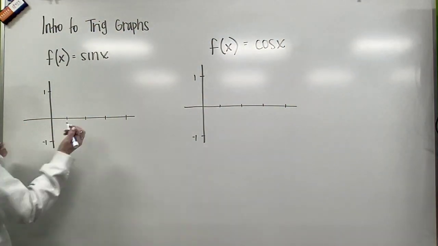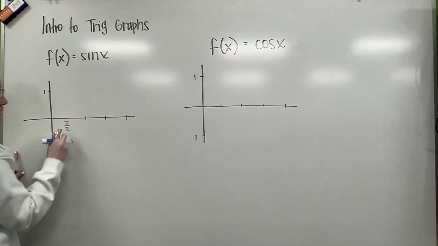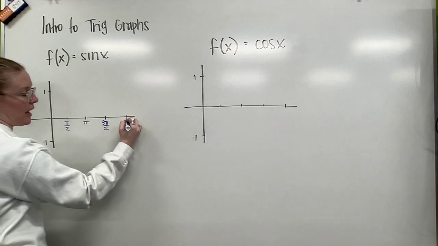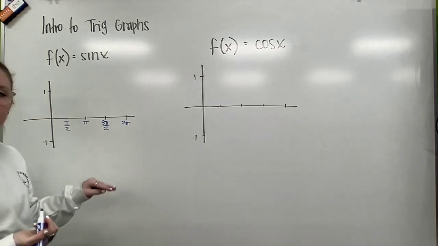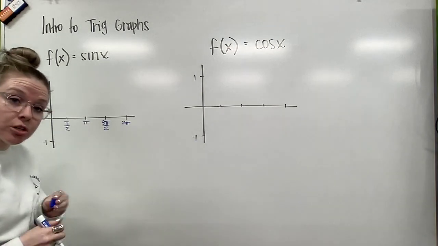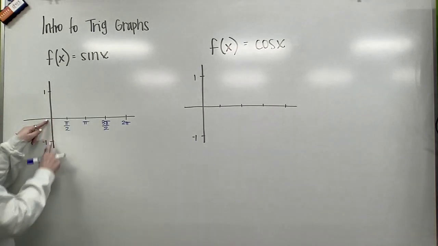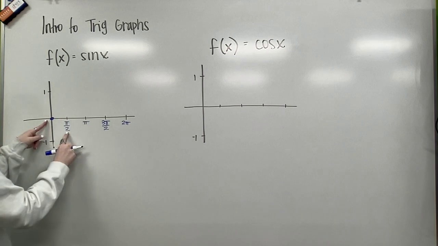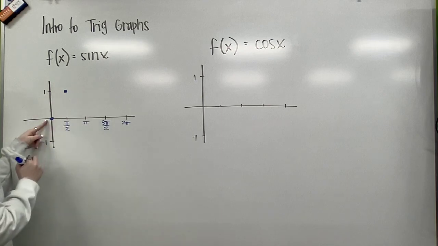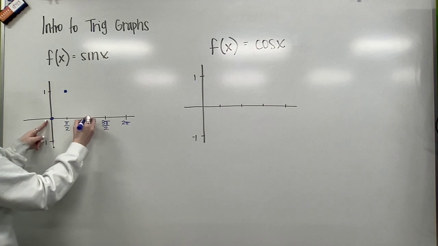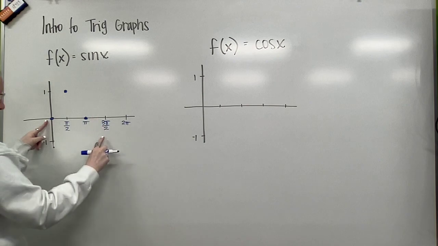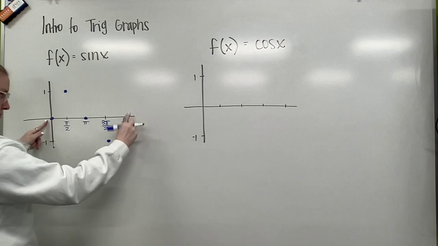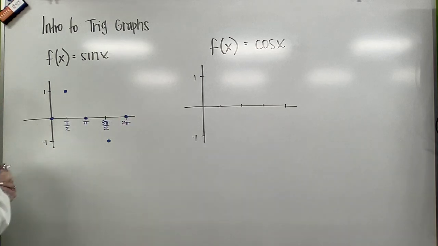We're going to label this one 90 degrees, pi over 2, pi, 3 pi over 2, and 2 pi. And we're going to see what happens with our sine wave. If you remember pieces from your unit circle, what is the sine of 0 degrees? That's 0. The sine of pi over 2 is 1. The sine of pi is 0. The sine of 3 pi over 2 is -1. And the sine of 2 pi is 0.